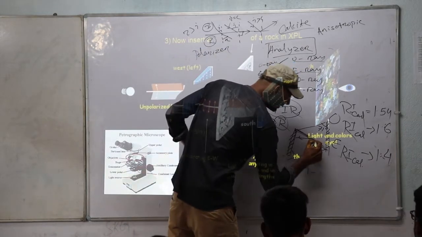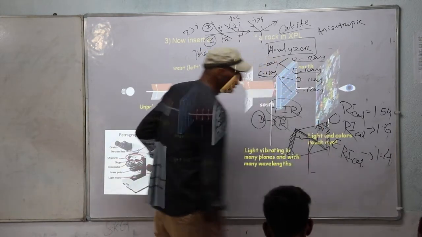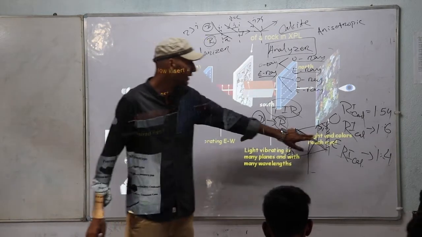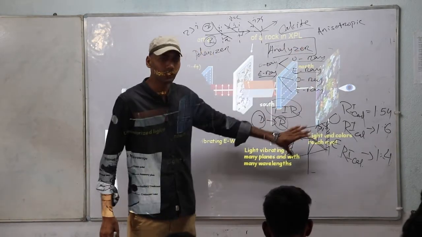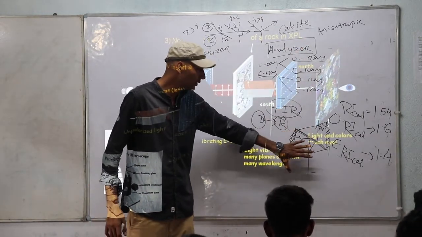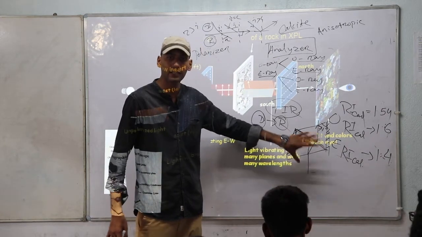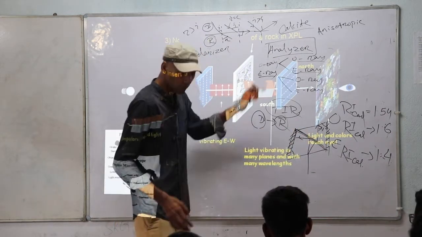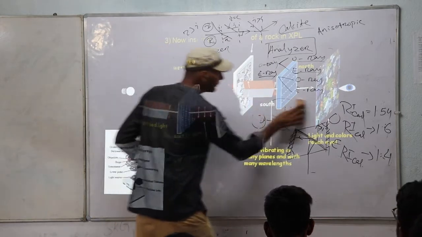Only the extraordinary ray can pass through the calcite and emerge from the calcite. So this is the mechanism of polarization in the case of the Nicol prism. So let's come to our topic.